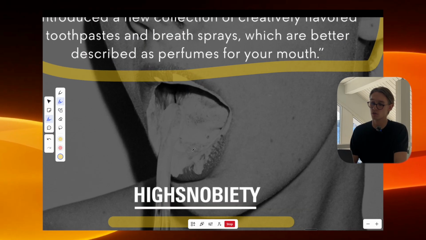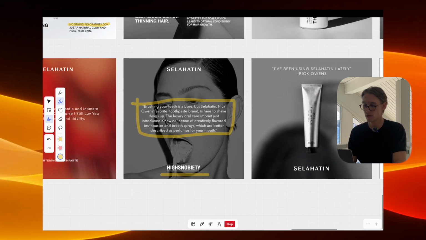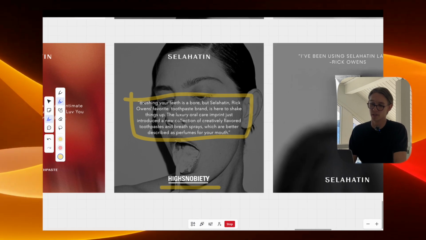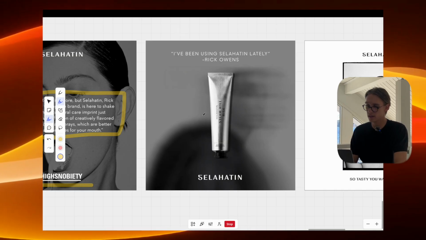Here it's again showing the toothpaste. Always works so much better when you can see the product. It's crazy how that works. But yeah, here again, it's just a nice quote from Highsnobiety. And here we also have another one.